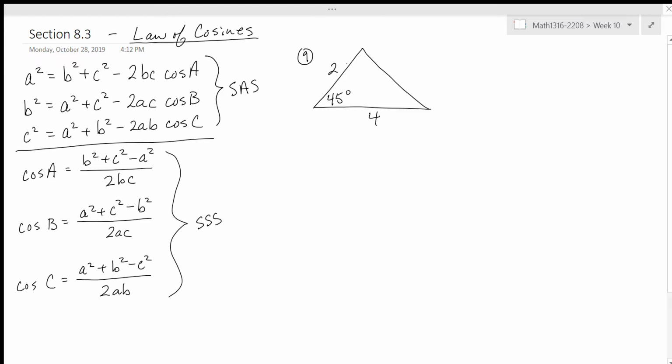And I also want you to notice that they gave me a picture, but they didn't label anything. So do y'all want to go through and label A, B, C? It doesn't matter where you put them. So what do you want this top angle to be? Okay, we'll make him A. And then what about the 45? B. And then you don't have a choice, that's got to be C. Now, did y'all know that the little letters go across from the big letters? So then that makes 4 little a, and 2 has to be little c. Does everybody see that?